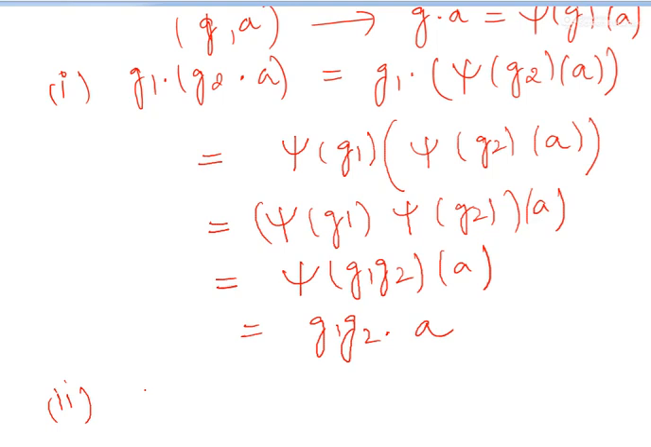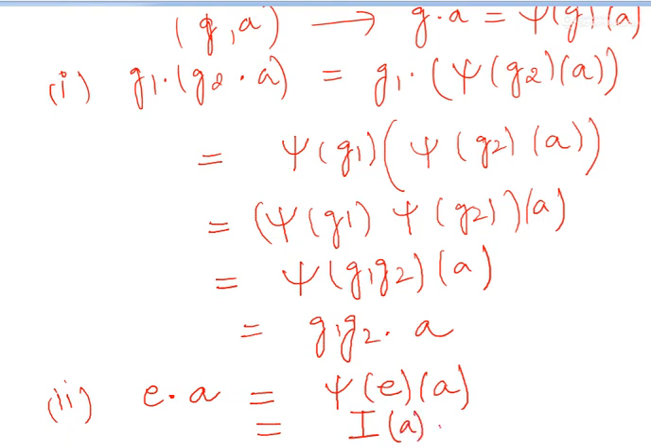The second property is the identity element: E dot A should be A. According to this definition, E dot A will be psi E of A. And psi E will actually be the identity, because psi is a homomorphism from G to SA, so it maps identity to identity. So this will be equal to A. So E dot A is equal to A. These two properties are true, so it's a group action. Theorem is complete.